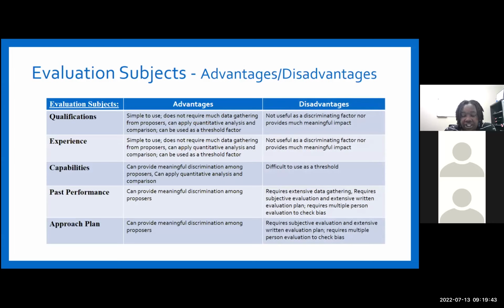And the disadvantages? With qualifications and experience, they're both not useful as far as distinguishing factors that don't provide meaningful impact for the project. Capabilities is difficult to use for a threshold, but it's great for using in your evaluation. Like I said before, past performance and approach plan require extensive data gathering, require subjective evaluation and extensive writing of evaluation plans, and require multiple person evaluations to check bias.